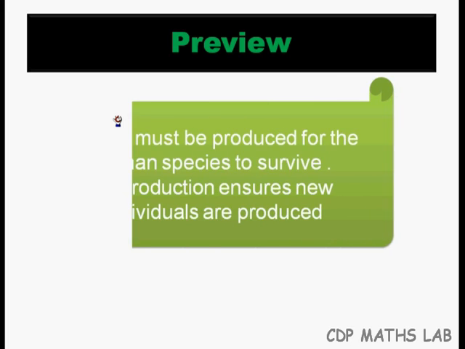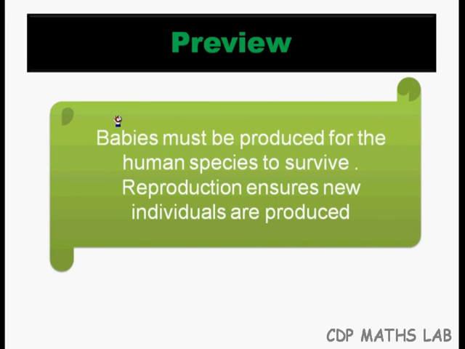Review. Babies must be produced for the human species to survive. Reproduction ensures new individuals are produced.